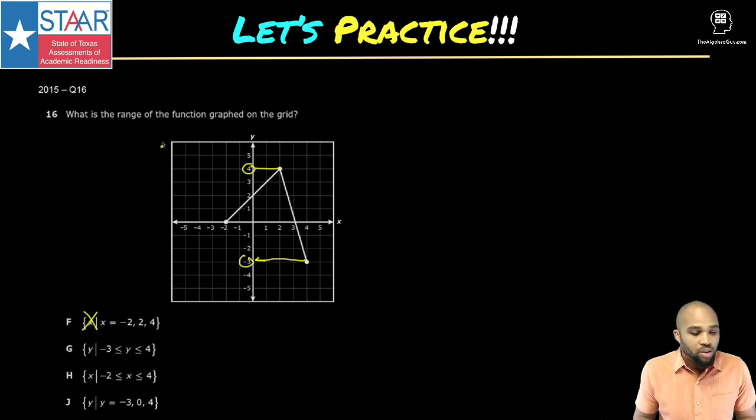So I'm going to cross out anything talking about x's, because we're talking about range. I'm not even going to give that any attention. So I want anything from -3 to 4. So -3, 0 and 4. No, that's just those points. But I need all those values between. So y is greater than -3, less than or equal to 4. That'll be G there.